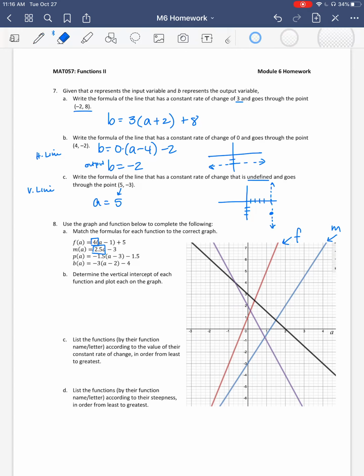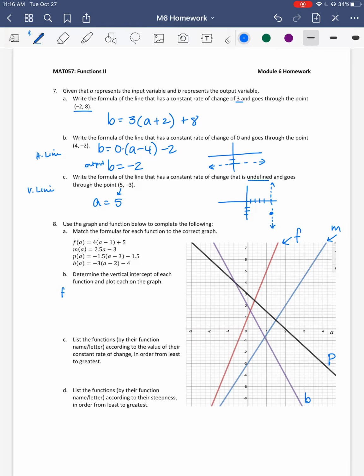I can do something similar with the last two, right? Those rates are negative, so my graphs are decreasing. So I have -1.5 and -3. Well, -3 is decreasing faster compared to the -1.5, and so I could label my graphs like that.